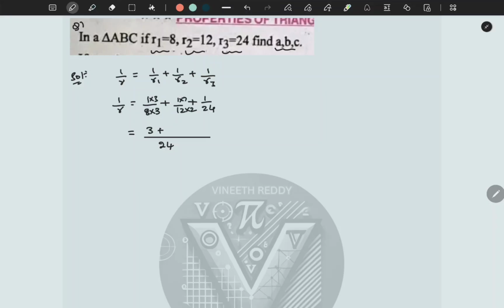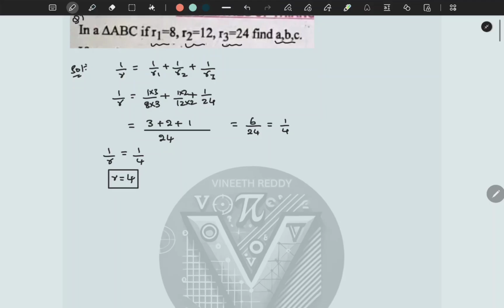Similarly 12 into 2 and 1 into 2. So we get 2 here and 1. So 3 plus 2 is 5, 5 plus 1 is 6, 6 divided by 24. So we get 1 by 4. So if we have 1 by R is equal to 1 by 4, that means R is equal to 4. I hope this is clear. Once we write this, now next step. So this is step 1.